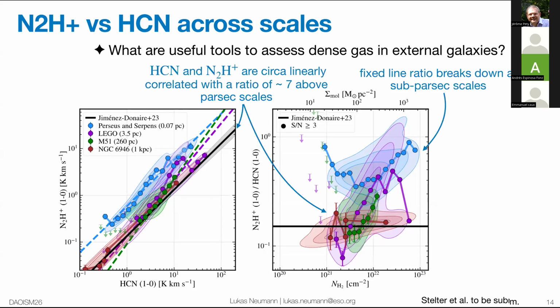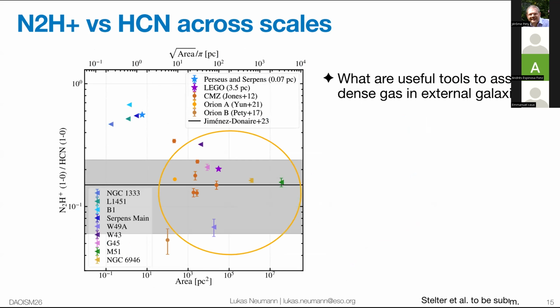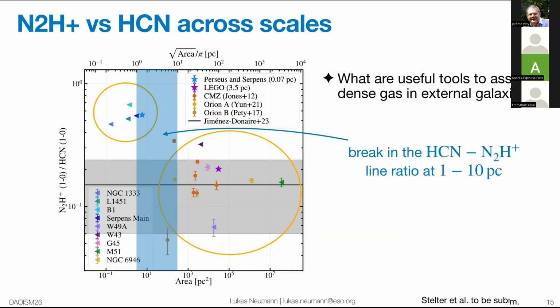So this made us believe that there are two regimes. One at the larger scales where you have a roughly fixed line ratio, and then at the smaller scales where this breaks down. Here we found this to be at roughly 1 to 10 parsec scales. Although, of course, keep in mind there's also some scatter at the larger scales. But at least on average, if you look at kiloparsec scale trends in galaxies, HCN might not be so bad in tracing the dense gas that you would trace with N2H+.